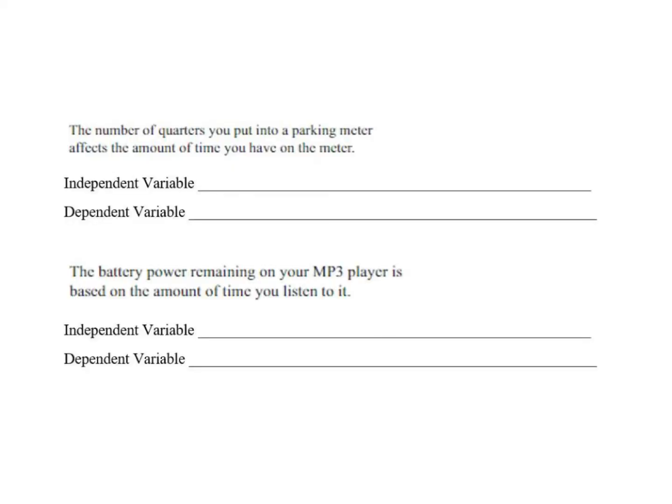If you want to see what you know, pause the video and try these on your own. Well, the number of quarters you put into a parking meter affects the amount of time that you have on the meter. What happened first? Did you have time on the meter or did you put the quarters in? Obviously the quarters in. So that would be your independent variable, the quarters into the meter. And your dependent would be the amount of time. Alrighty. Let's look at the next one.